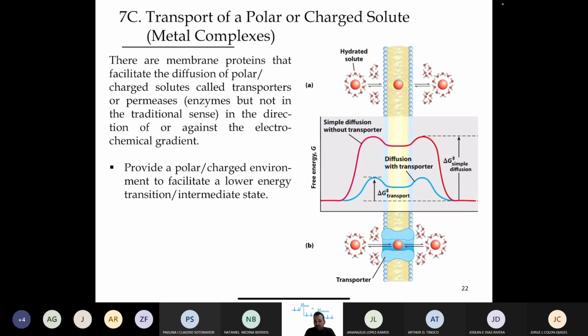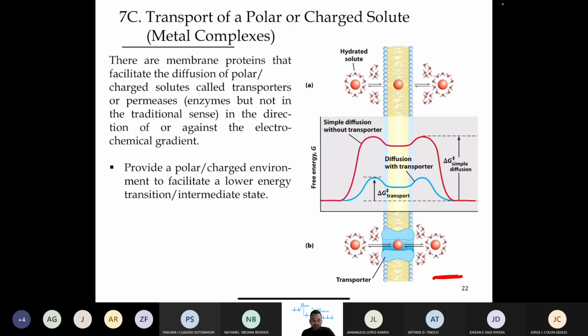What we're looking at on the right is a depiction of this process being accelerated. We're seeing how something that is polar or charged, and here we can start to think about metals and metal complexes. Typically, a metal ion is positively charged, while a metal complex can vary in terms of charge. So now we have to think about how this is being facilitated.